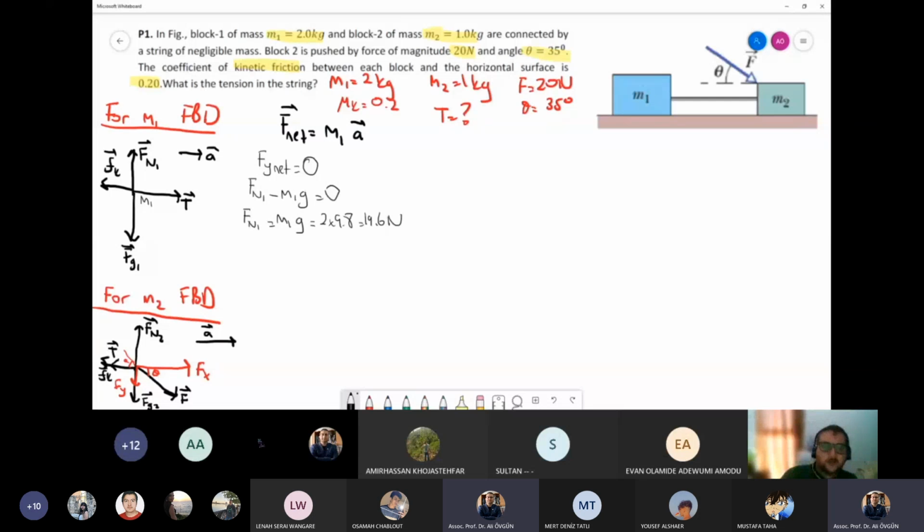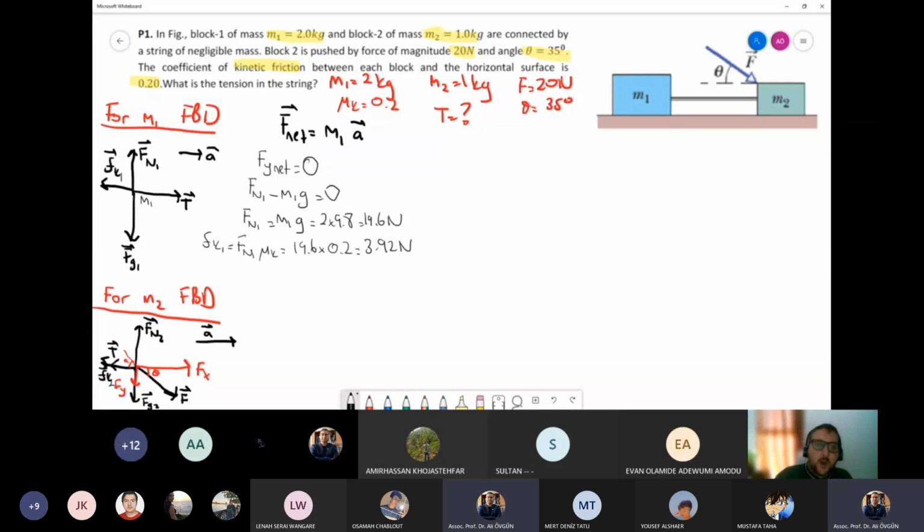This is very important to calculate the friction force, because Fk, and there are two objects, so let's put k1 and k2, so you don't confuse them. Fk1 is equal to F normal 1 times mu k. F normal 1 is 19.6 times mu k, which is 0.2. So you can find the kinetic friction force for the first object. It is 3.92 Newton.